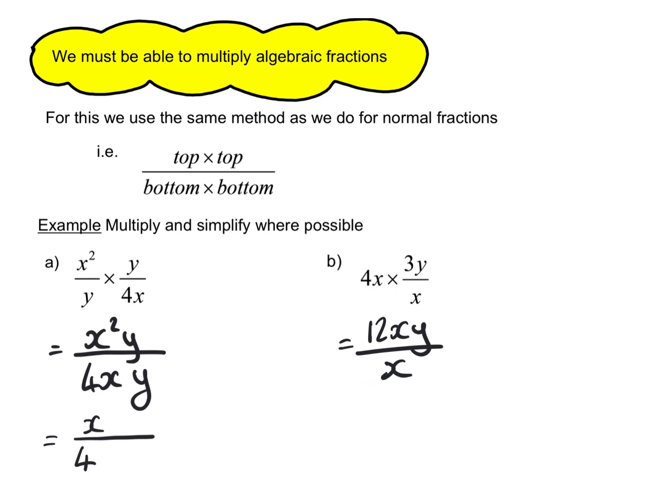Now, to simplify that, if I can, what I can do there is these x's will cancel, and that will just leave me with 12y. Now remember, when we're doing that, if I cancel everything off the bottom of a fraction, then it no longer needs to be a fraction, so we can just write that as 12y for our final answer.